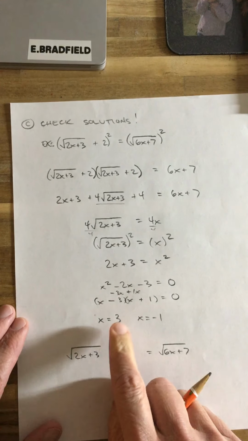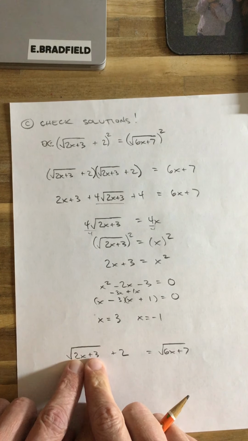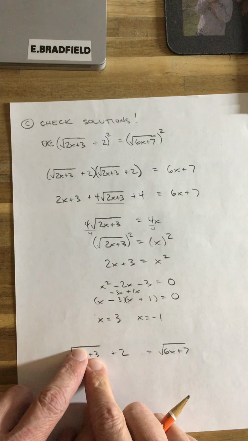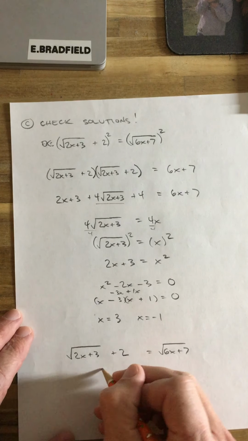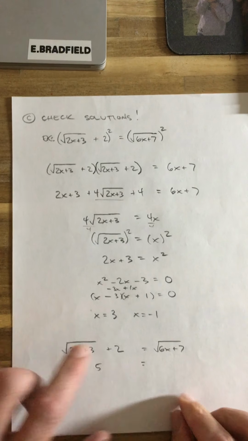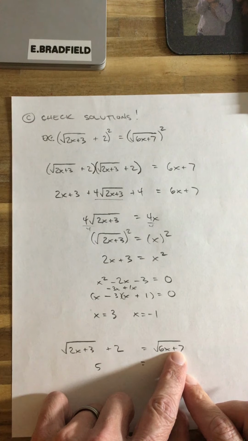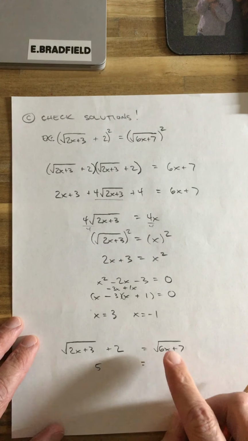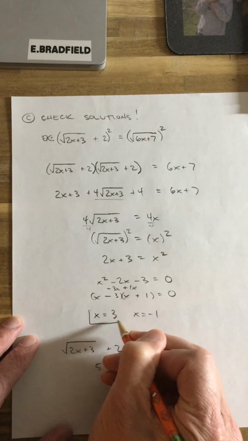All right, so I'm going to plug in 3, okay? So 2 times 3 is 6, plus 3 is 9. The square root of 9 is 3, plus 2 is 5. Okay, let's see if that equals the same thing. I'm plugging in 3. 6 times 3 is 18, plus 7 is 25. The square root of 25 is 5. So that one checks. Okay, 3 is a good solution.